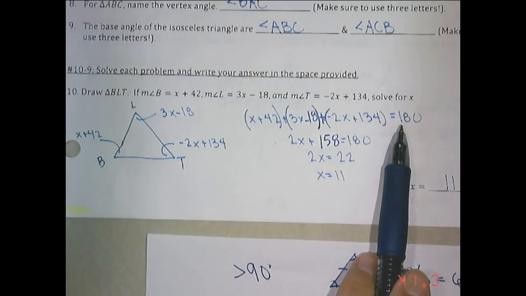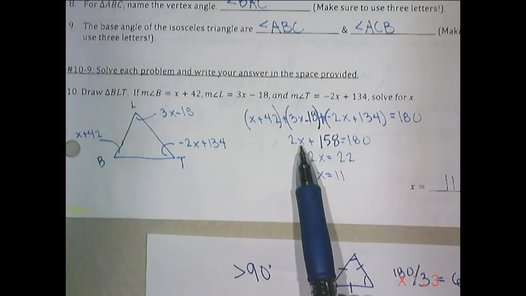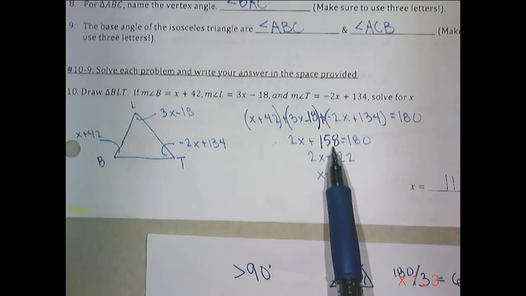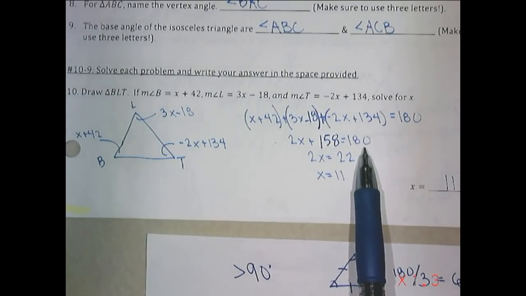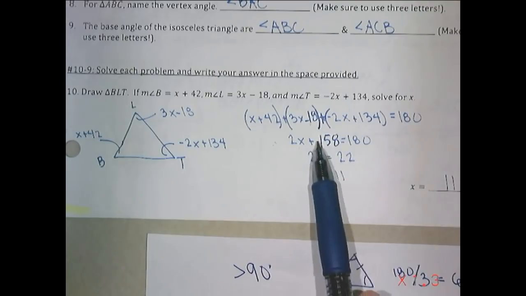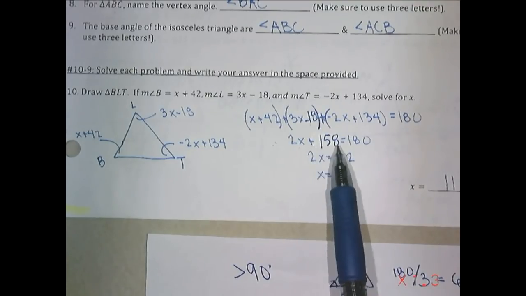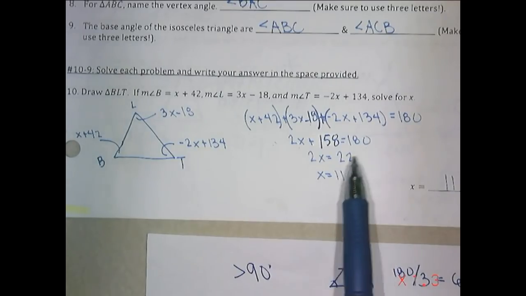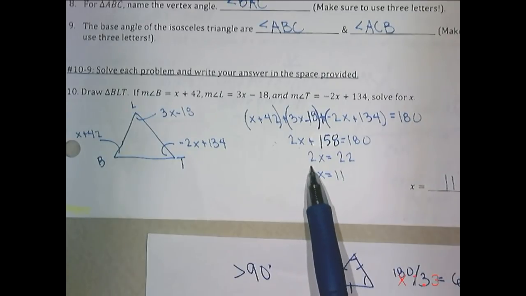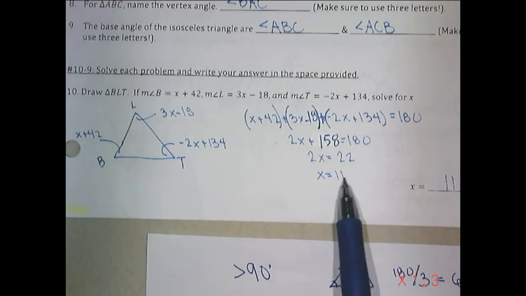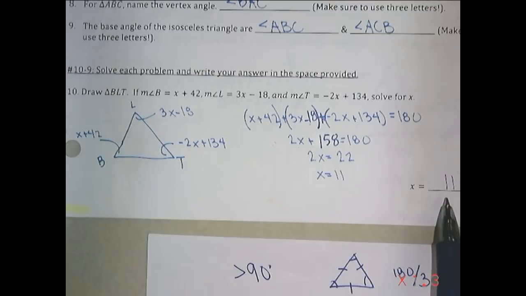You're going to combine like terms and you'll get 2x plus 158 equals 180. Now I'm going to move this 158 over. Since it's positive, I'm going to subtract it from both sides, and I'll end up with 2x equals 22. I divide by 2 and I divide by 2, and I get x equals 11. X is 11 for number 10.